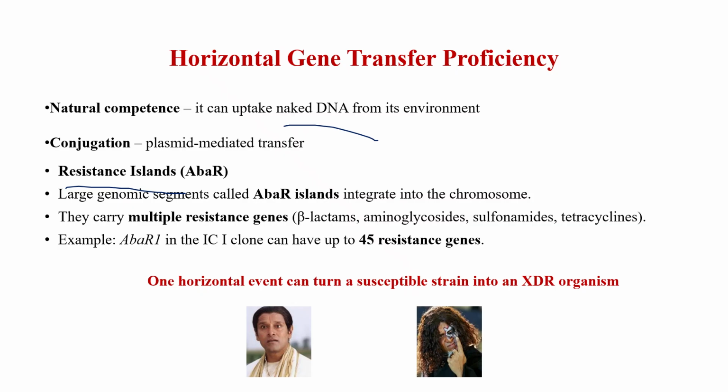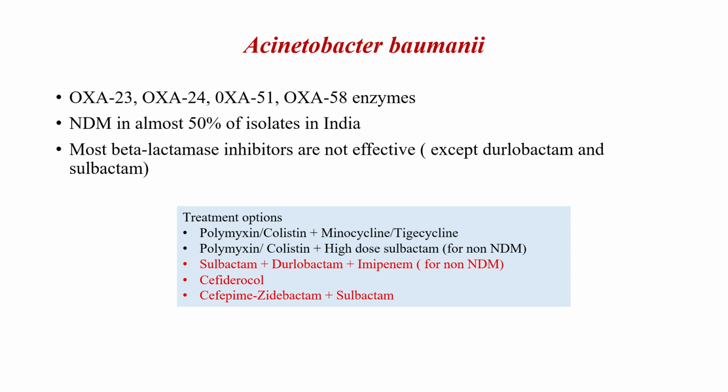For example, in international clone lineage 1, because of the transfer of ABR and genetic island, it can accumulate up to 45 resistance genes at one genetic transfer. So this is very, very important in Acinetobacter. In India, the additional problem is Acinetobacter also produces a lot of NDM. Approximately 50% isolates of Acinetobacter can have NDM along with it. So a drug like Durlobactam might not be very effective in all isolates of Acinetobacter in India.